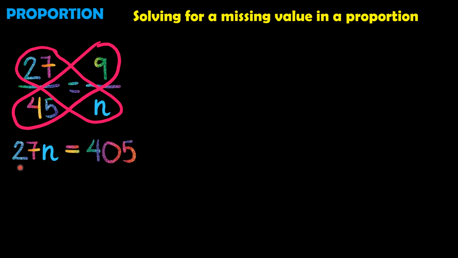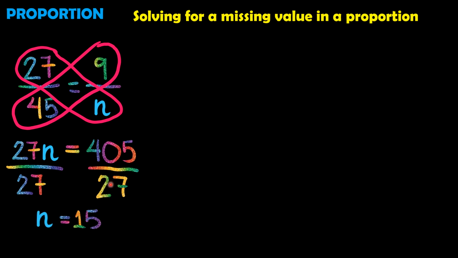Then remember, whatever is the number written beside your variable, that's 27 here, you're going to use that to divide both sides of your equation. And 27 divided by 27 is 1, and then copy your variable n. So we are going to have 1n, but we're simply going to write n. And then divide 405 by 27, the answer is 15.